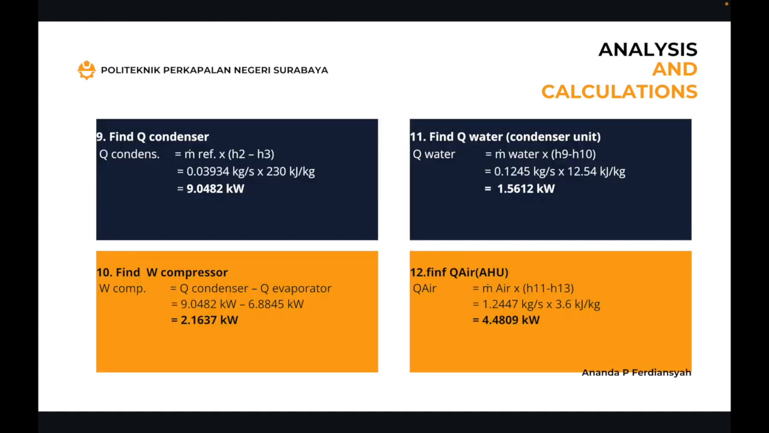6.8845 kilowatt. And we find Q condenser. Q condenser is m-dot refrigerant times H2 minus H3, and find Q water. Q water is like Q condenser, but we use m-dot water times H9 minus H10. And number 10 is find W compressor. W compressor is equal to Q condenser minus Q evaporator, and find Q air or AHU is equal to m-dot r times H11 minus H13.